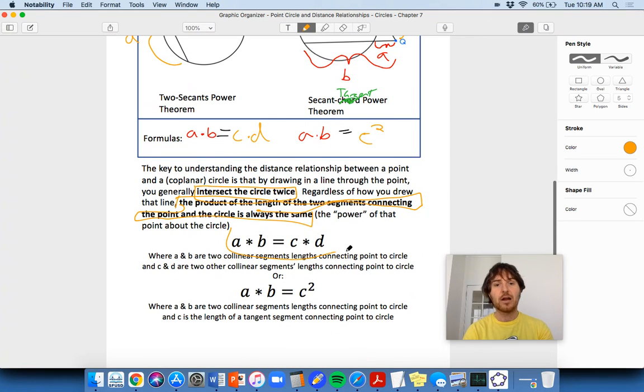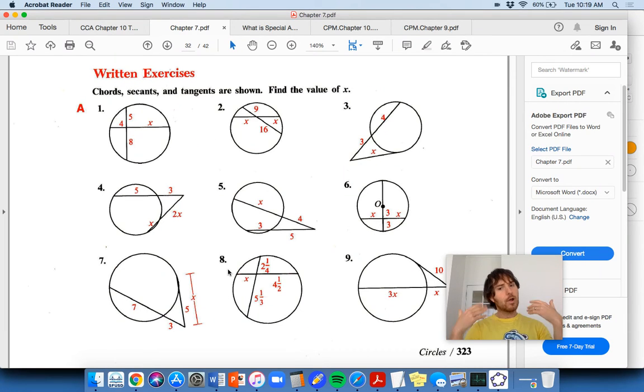So here, use this one for if your lines are intersecting it twice, point to circle times point to circle. If your line intersects it once because it's a tangent right here, just square it. And that's the product here. That's the power of the point, okay? So, quick refresher, can you tackle these? I think you can here.